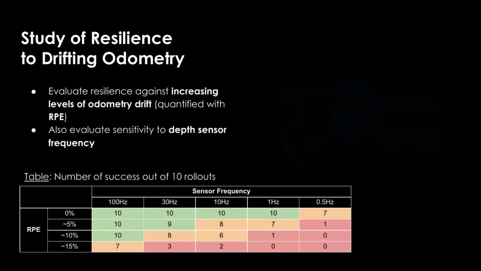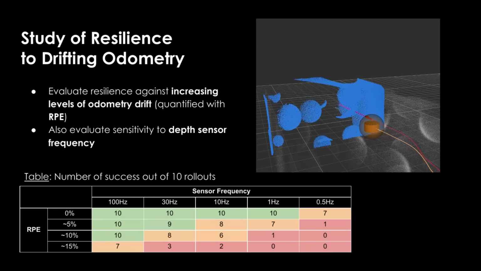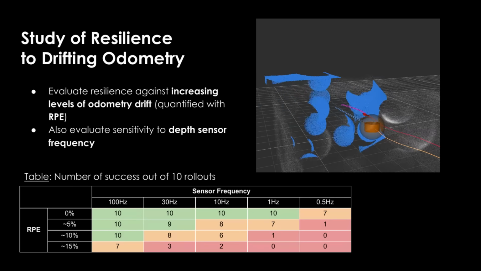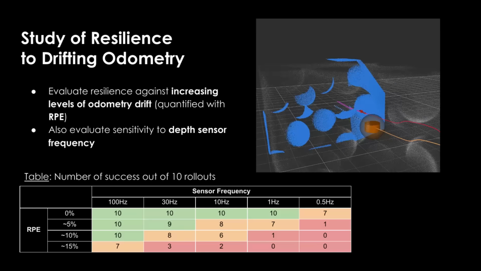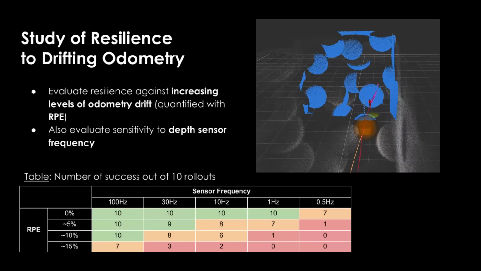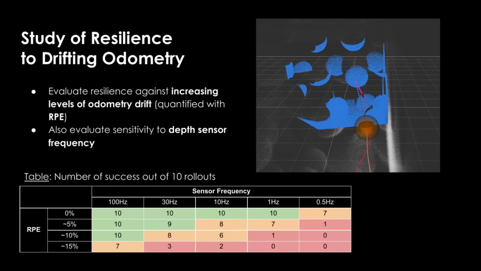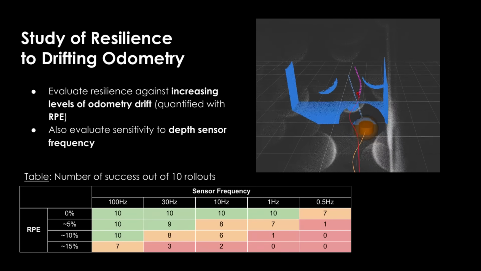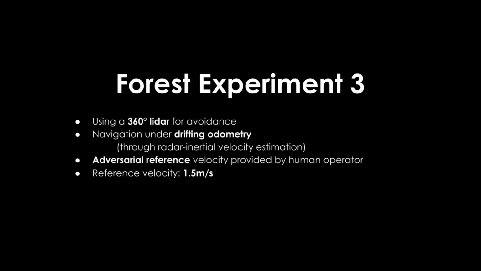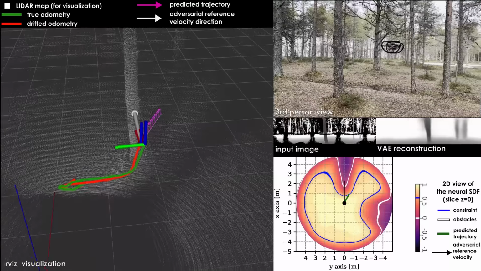We perform a simulation study to quantify the resilience of the method against several levels of position drift. The drifting position is retrieved through integration of increasingly noisy velocity and quantified using relative position error. We perform several rollouts in each setting and assess the success rate of the method. Additionally, real-world experiments are conducted to support this ablation study.